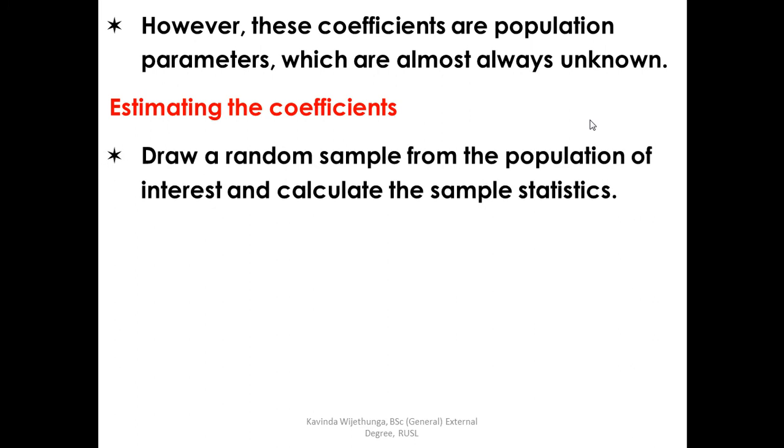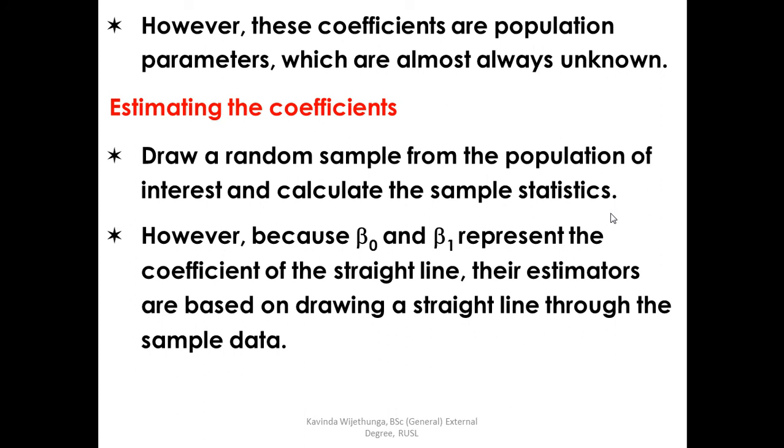So draw a random sample from the population of interest and calculate the sample statistics. Beta naught and beta 1 are the population parameters, so we can't find those. So we draw a sample and estimate those coefficients according to the drawn sample. However, because beta naught and beta 1 represent the coefficients of a straight line, the estimators are based on drawing a straight line through the sample data.